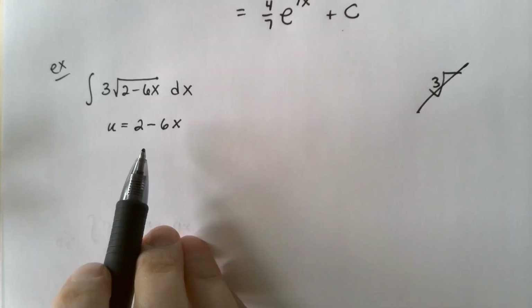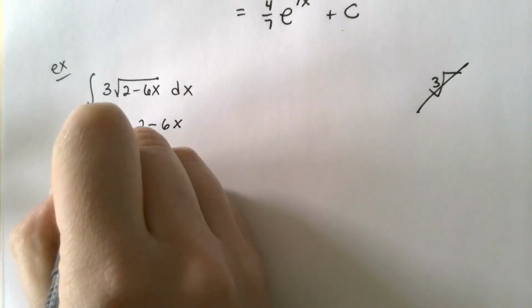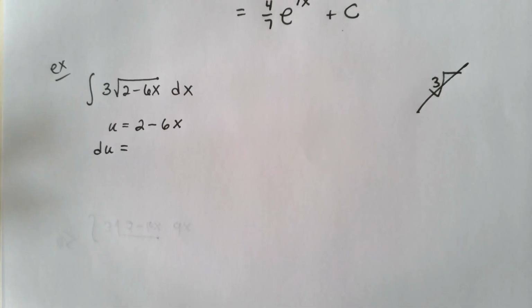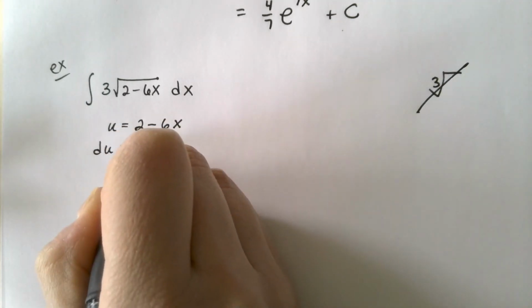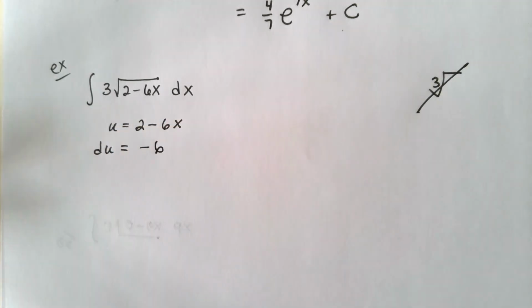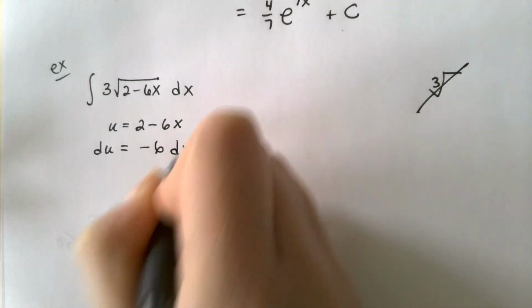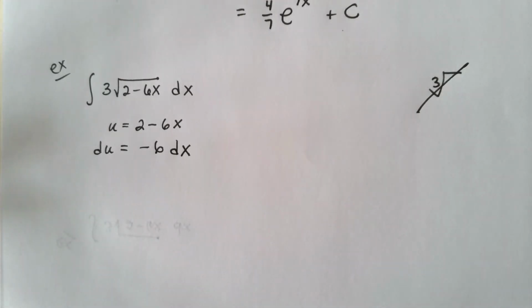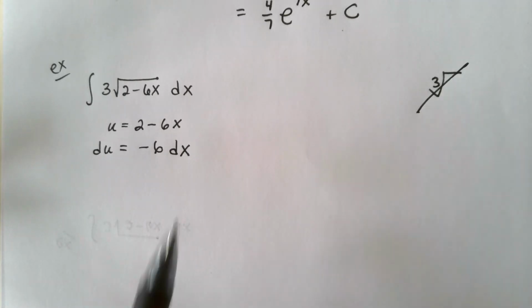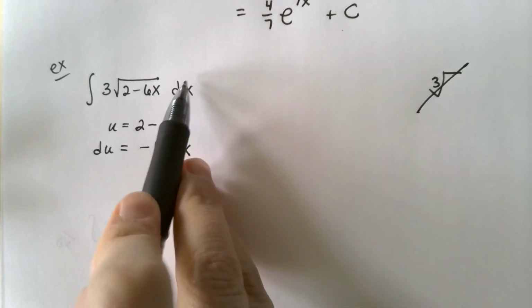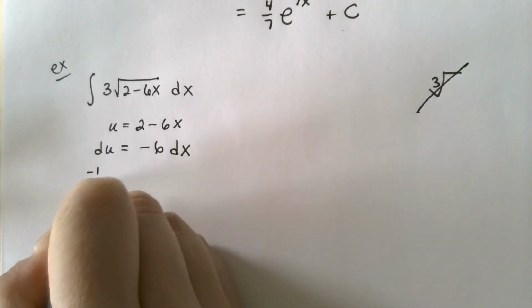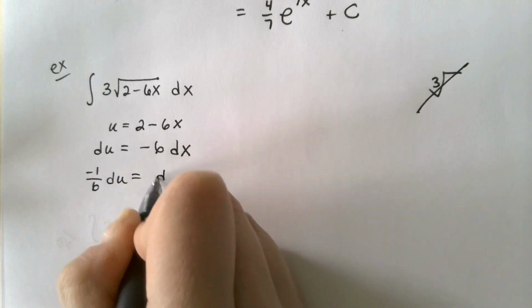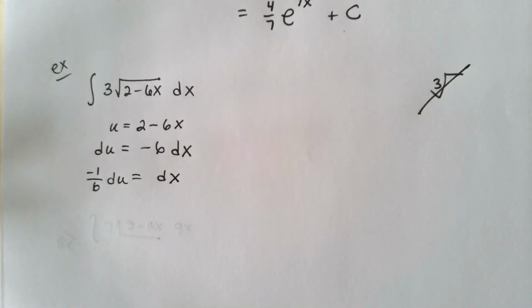All right, so this is my choice. I'm going to compute the du. That should always be the next step. So du equals the derivative of 2, which is 0, and then I have minus 6 from the minus 6x. So du is negative 6 dx. And just like in the problem above, when I needed to divide by 7, I need to divide by that negative 6 so that I can do a clean substitution for dx. So I'll have negative 1/6 du equals dx.